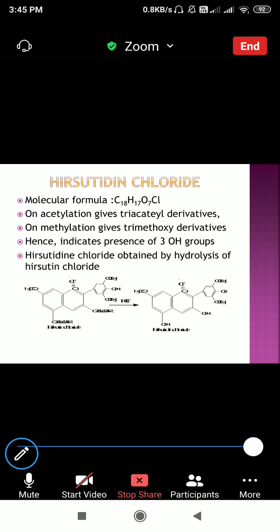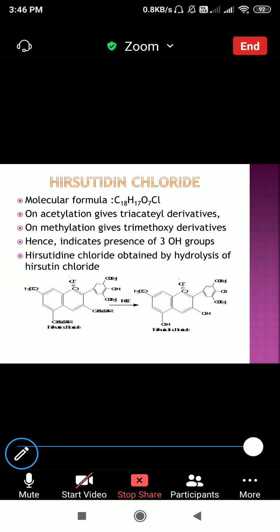Now let's see hirsutidin chloride. The molecular formula of hirsutidin chloride is C18H17O7Cl. On acetylation, it gives a triacetyl derivative, and on methylation, it gives a trimethoxy derivative. Hence, it indicates the presence of 3 hydroxyl groups, because triacetyl and trimethoxy derivative formation takes place, which confirms the presence of 3 hydroxyl groups.